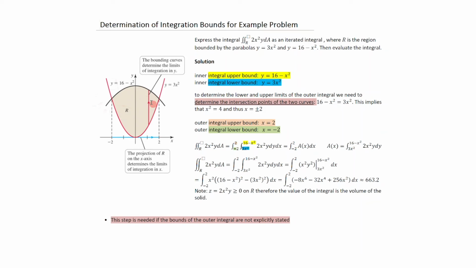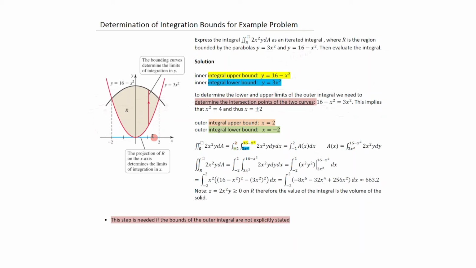So to find the bounds on x, we need to equate these two functions, which is what we are doing down here. The inner integral upper bound is 16 minus x squared, and the lower is y equals 3x squared. That we know right away. To determine the lower and upper limits of the outer integral, we need to determine the intersection points of the two curves. If we equate this with this, we end up with this expression. If you solve it, this implies that x squared equals 4, and thus x equals plus or minus 2. So this is x equals minus 2, and this is x equals positive 2.